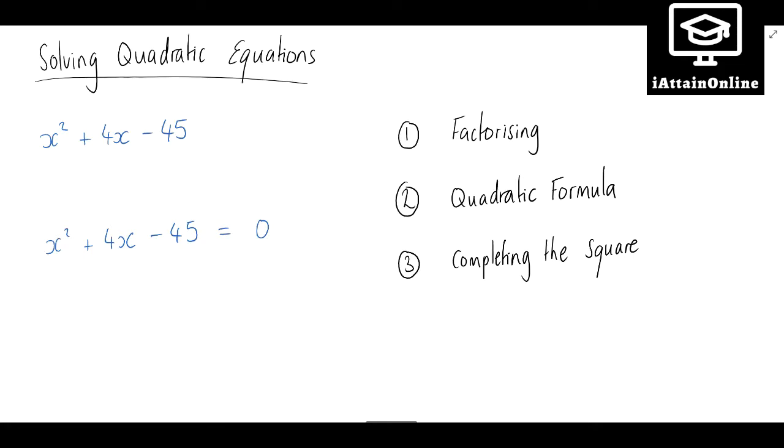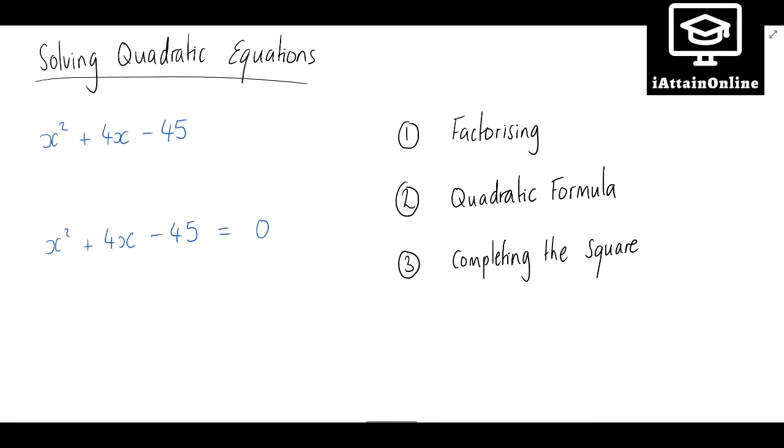Hello, so I thought I'd do another video, this time on solving quadratic equations. The first thing to note is the difference between a quadratic expression and a quadratic equation. So this first one up here, x squared plus 4x minus 45, is an expression because it doesn't equal anything, and x squared plus 4x minus 45 equals 0 is an equation because it equals something. Now, to solve a quadratic equation, remember it must equal 0.